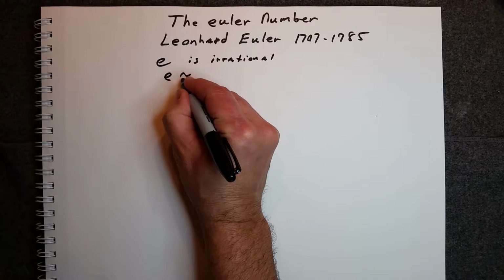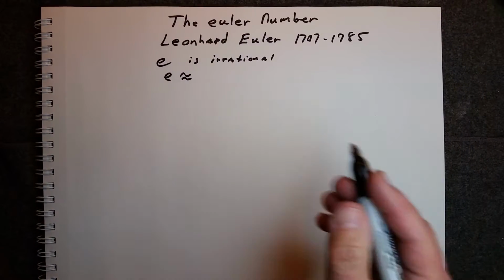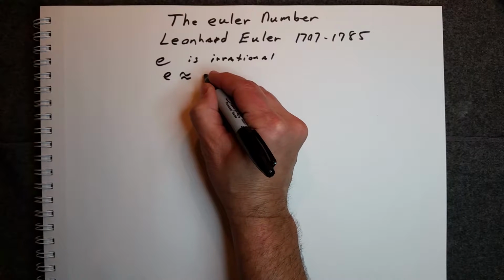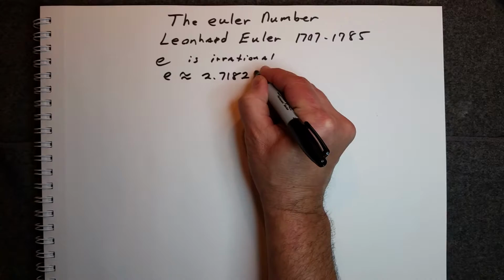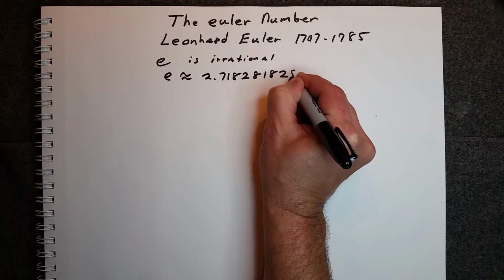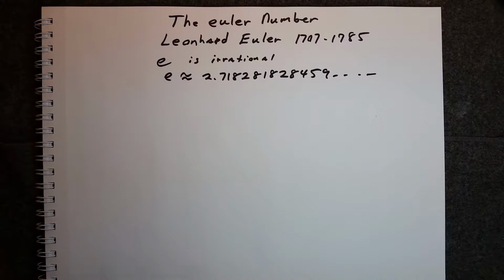So e, which we write as an italicized e, is irrational. Remember, if it's irrational, we're not going to be able to represent it as a decimal, so e is approximately 2.71828182845, and it just keeps going.